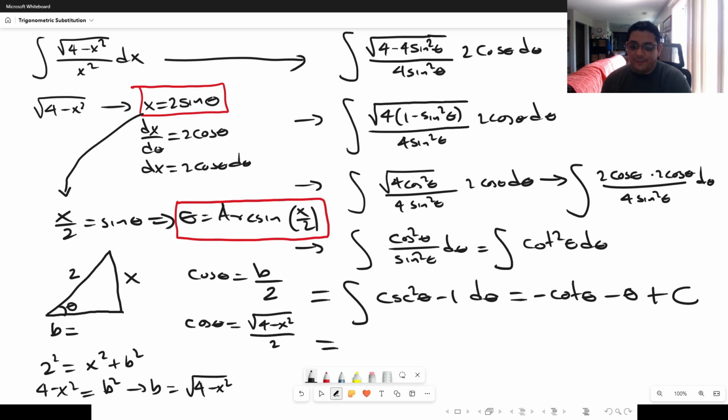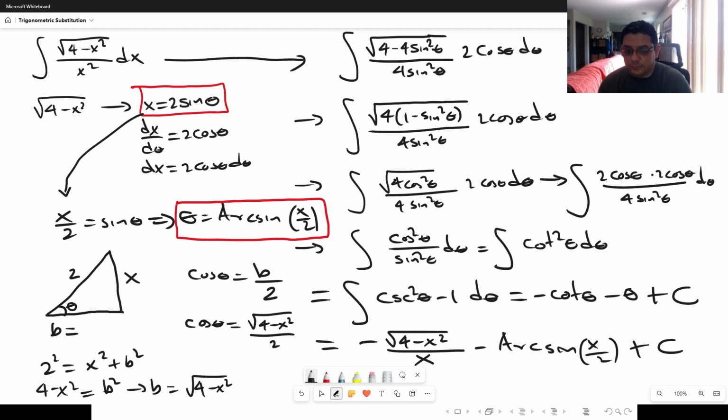So now if I have cotangent, which is cosine over sine, you see that it's this over this. So it's going to be minus the square root of 4 minus x squared over x. That's what's going to be cotangent. And minus arcsine of x over 2 plus c. Okay, and so now we reach the end of the first example.